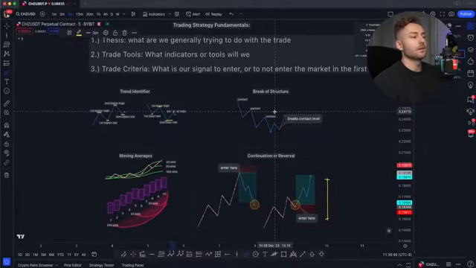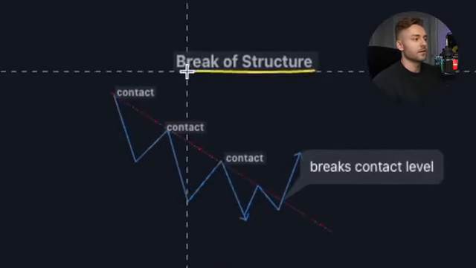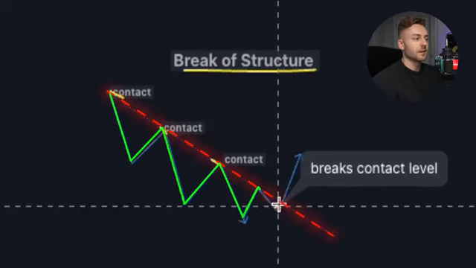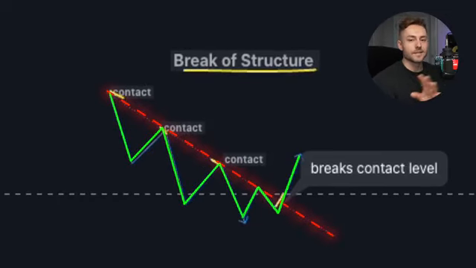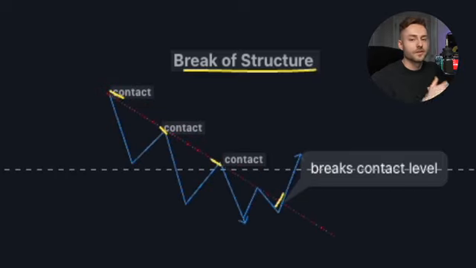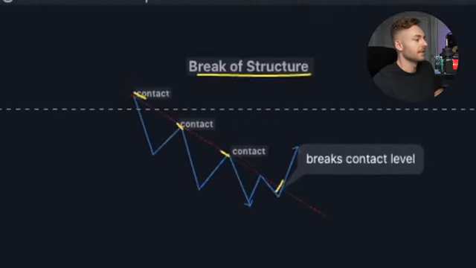Okay, the second thing that I'm going to be looking for is a break of structure. Now, when we have multiple contact points on a trend, and then we see the price come and break through that level, right, that's going to signal the potential of a new trend. And the earlier we can get into these trends, this can oftentimes confirm the new beginning of a trend.